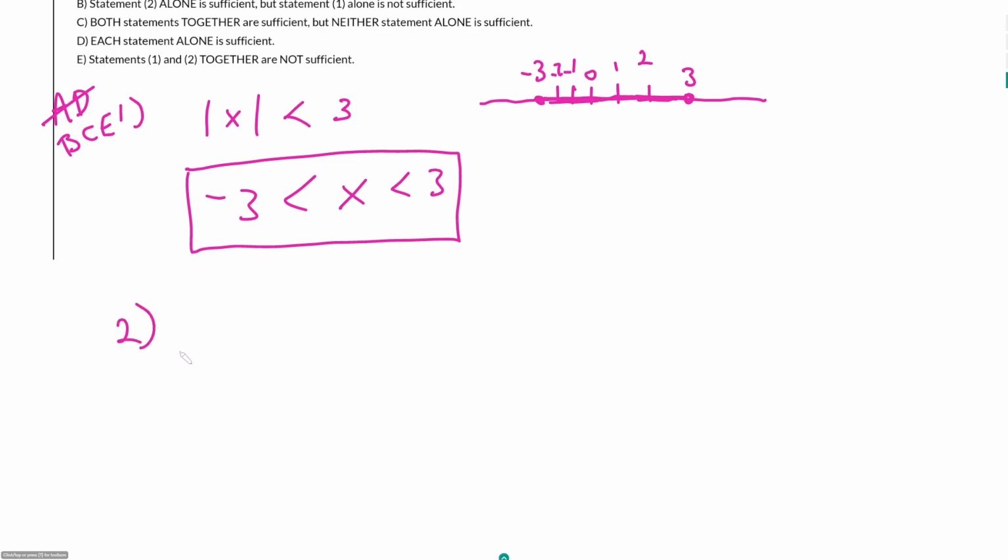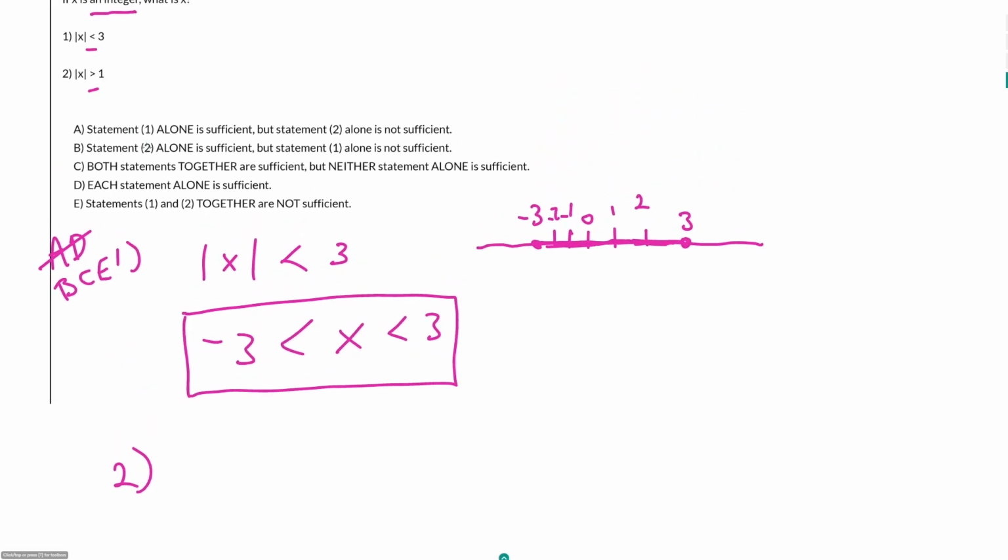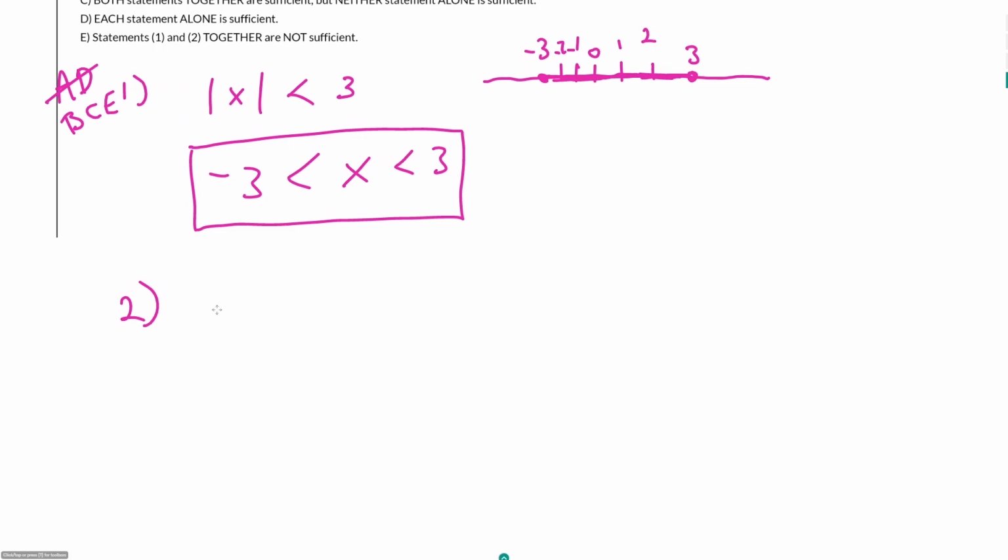What about statement 2? Now really the only thing different other than the numbers here, remember, is that we have an absolute value of x that is now greater than a number. Absolute value of x is greater than 1. So how does this change things? So if absolute value of x is greater than 1, let's do the same thing by making a number line.